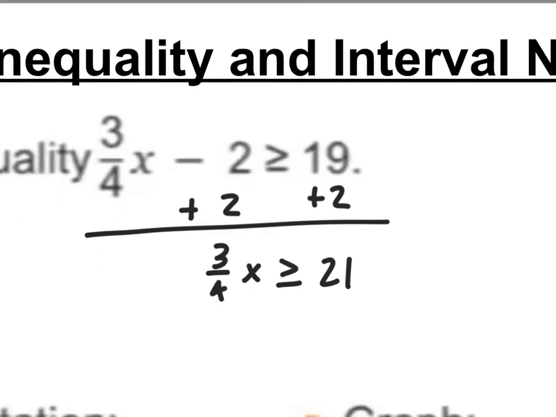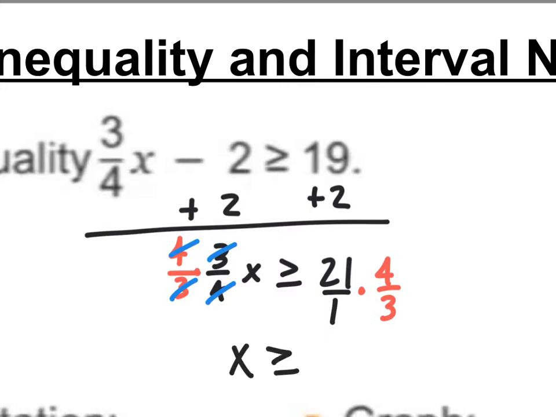Now I want to divide both sides by 3/4, but I don't really like doing that, so I'm going to multiply by its reciprocal, 4/3. So I'm going to do 21 over 1 and multiply this by 4/3. Because I multiplied by a positive number, I don't have to reverse my inequality. These numbers, 3 over 3 divide out, 4 over 4 divide out, so you're just left with x is greater than or equal to. I know that 21 divides into 3 evenly, so 21 over 3 is really just 7 over 1. As a result, I get 7 times 4, which is 28. So x is greater than or equal to 28.